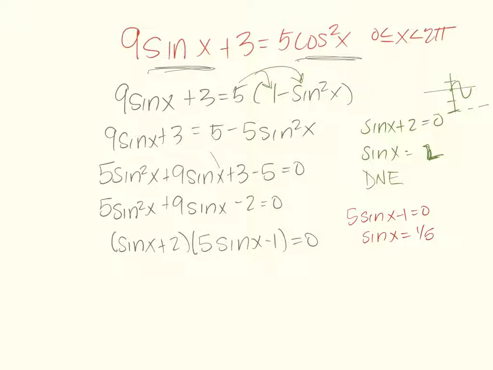Making sure that you are using radians this time, and that's because we have an interval from 0 to 2 pi. We can take the arcsine of 1/5. Keep in mind, the arcsine function is defined in the first quadrant and the fourth quadrant. When we do this, we actually get 0.2 radians.